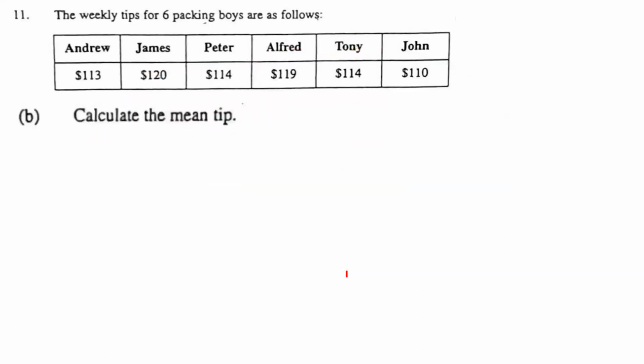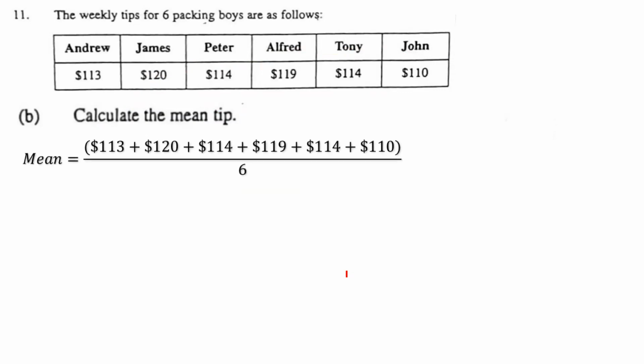Now let's move on to the mean. So the mean is the average. So what we have to do is add up all the tips that the boys got and divide it by the number of parking boys that there are. There are 6 parking boys, and Andrew got 113, James got 120, Peter got 114, Alfred got 119, Tony got 114, and John got 110.